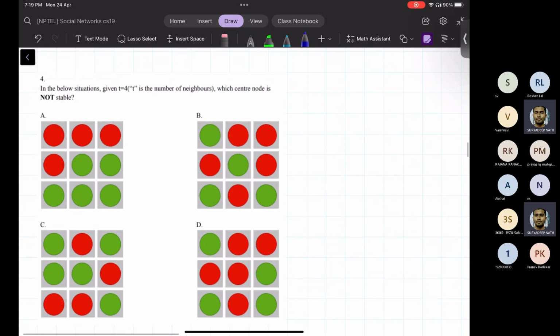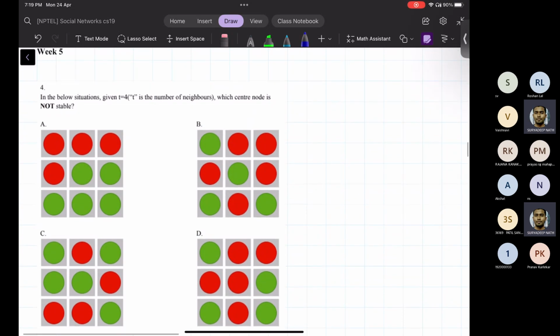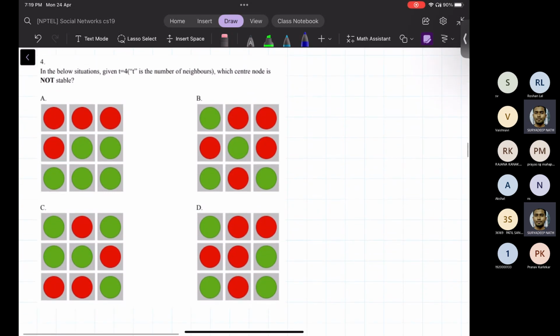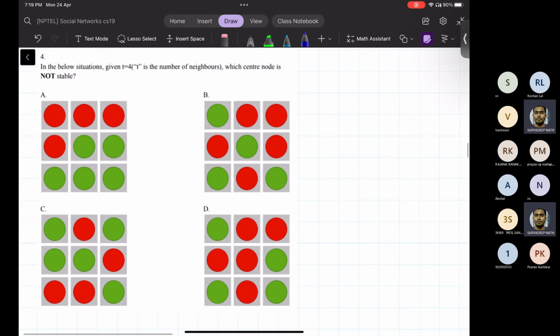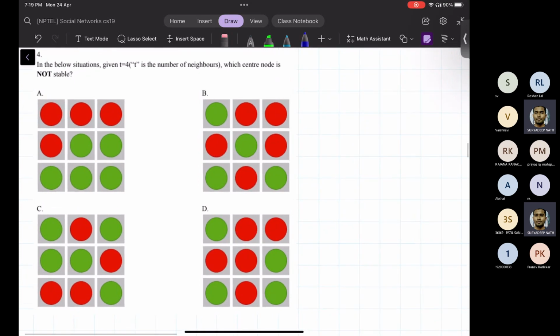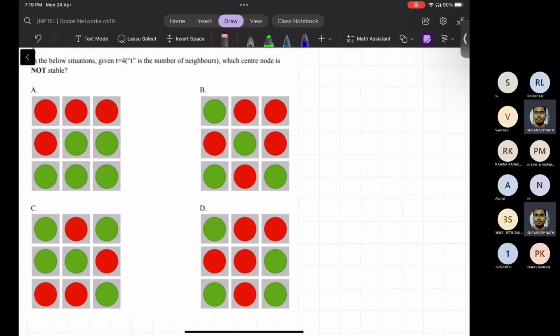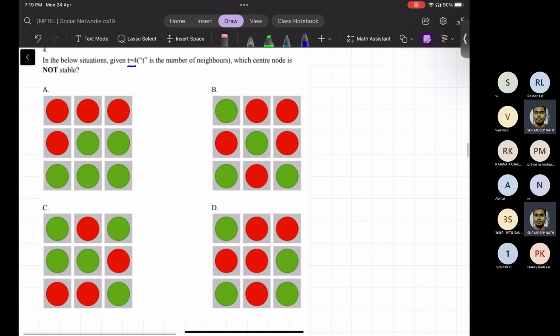Coming to week 8, some questions from week 8. So this is Schelling's model. In the given situation with threshold t equal to 4, t represents the threshold, and what it means is the minimum number of similar neighbors. Which node is not stable? Which center node is not stable? We'll have to look at this center node in all the 4 cases.